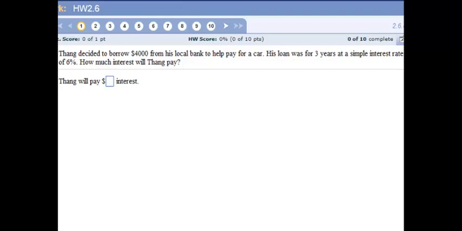So number 1 says, Thing decided to borrow $4,000 from his local bank to help pay for his car. The loan was for 3 years at a simple interest rate of 6%. So the problem wants to know, how much interest will Thing end up paying? So this is going to be a simple interest problem. So we have $4,000, we have 3 years, and we have 6%.